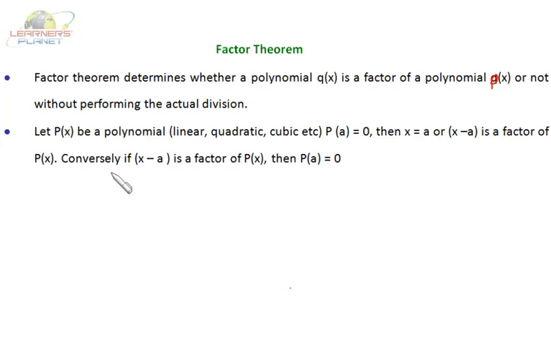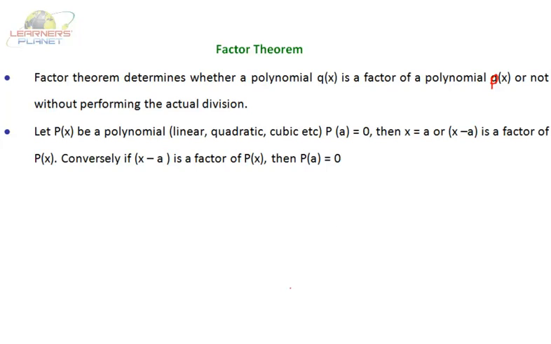Also let's have a quick recap of factor theorem. Factor theorem determines whether a polynomial Q(x) is a factor of a polynomial P(x) or not without performing the actual division. Let P(x) be a polynomial, maybe it is linear, quadratic, cubic or any other degree, and P(a) is equal to 0, then x minus a is a factor of P(x). Conversely, if x minus a is a factor of P(x), then P(a) will be 0.